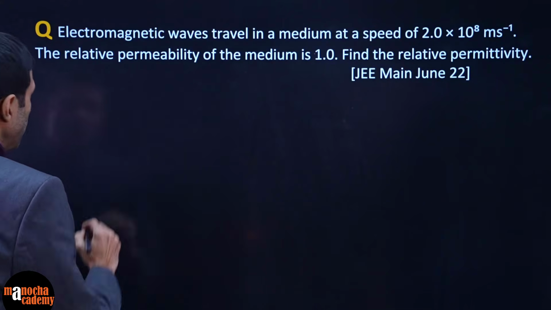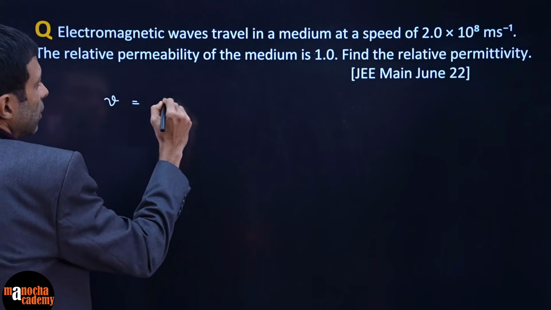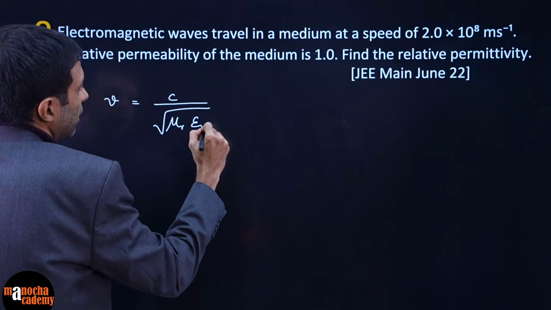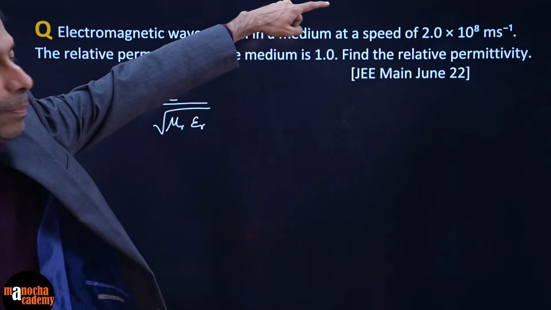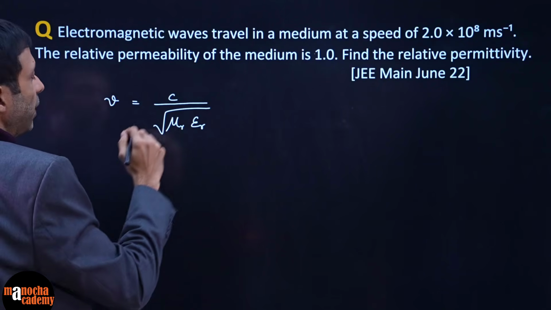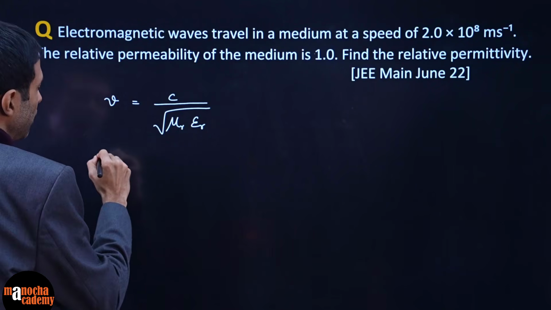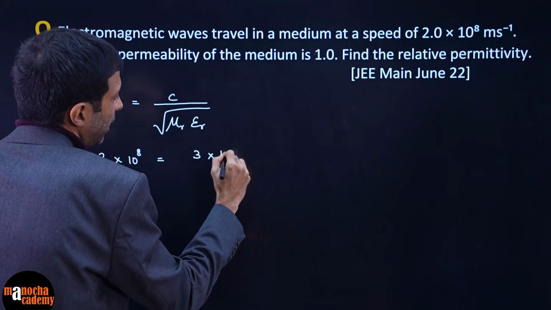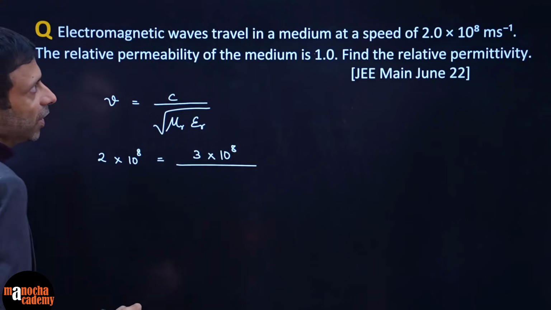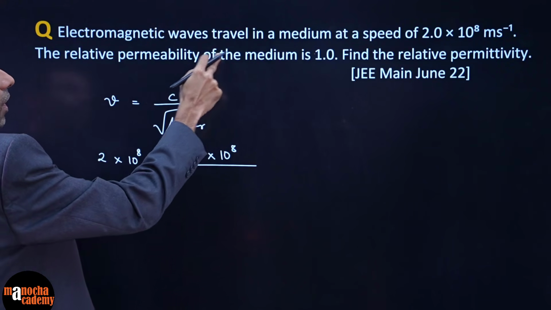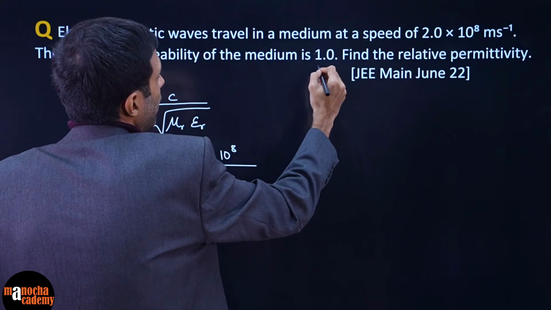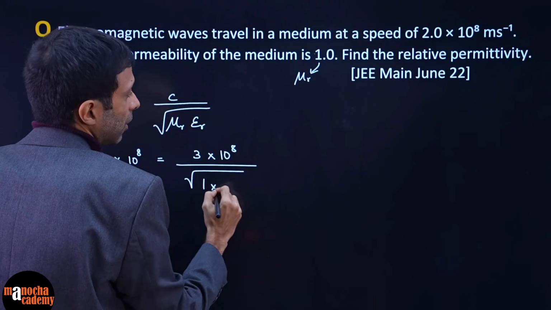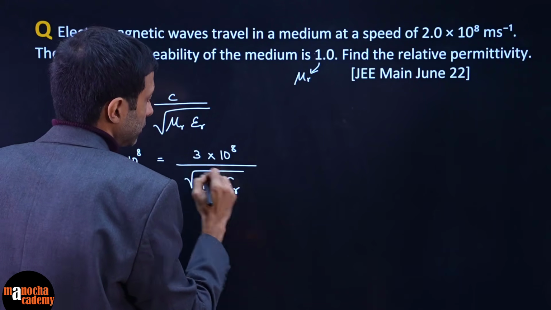What did we just derive? We just derived that V is equal to C divided by root of mu r epsilon r. What is V? Speed of light, speed of the electromagnetic wave, not speed of light, it can be any wave. So 2 times 10 to the power 8. This one will be speed of light in vacuum, 3 times 10 to the power 8, that is fixed. Relative permeability mu r is given, so 1. And I need to find epsilon r.